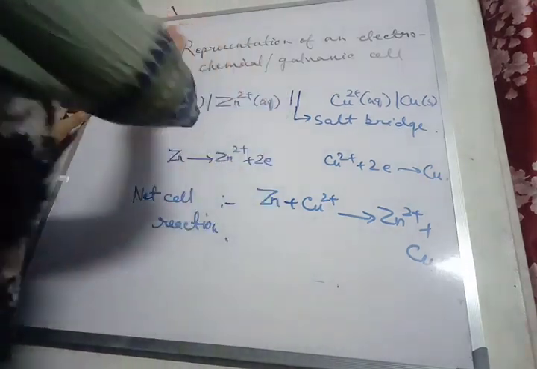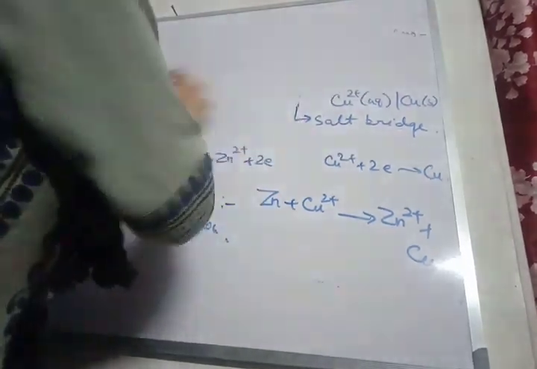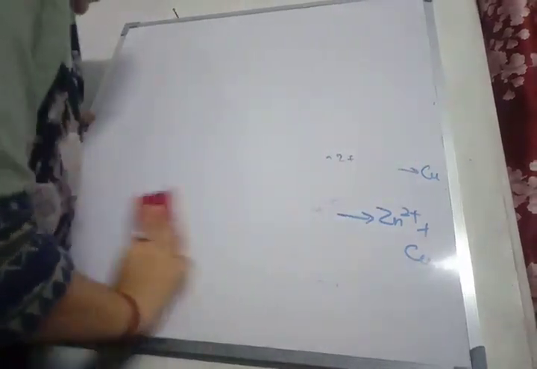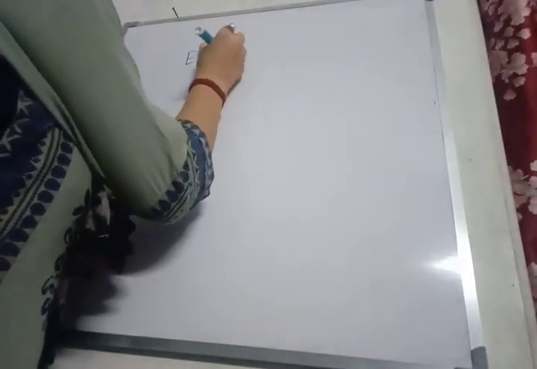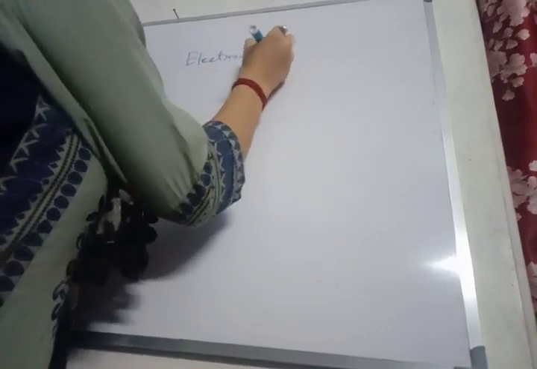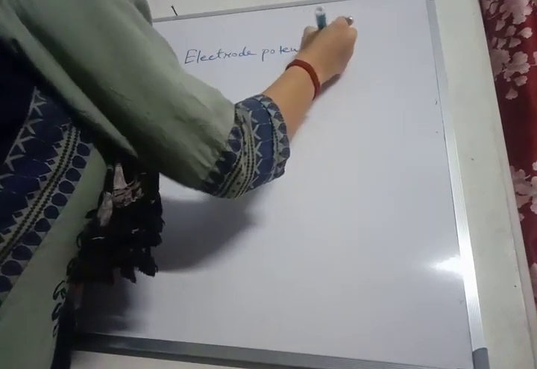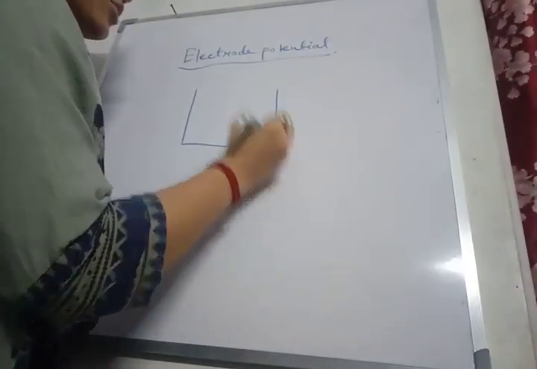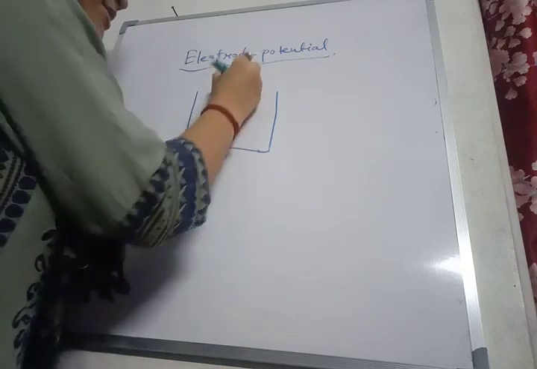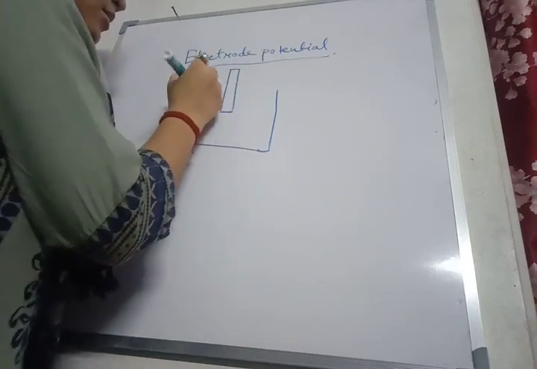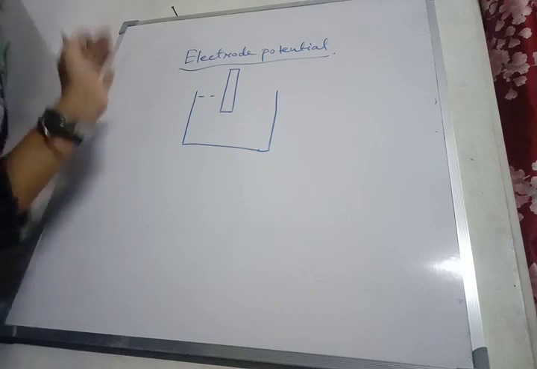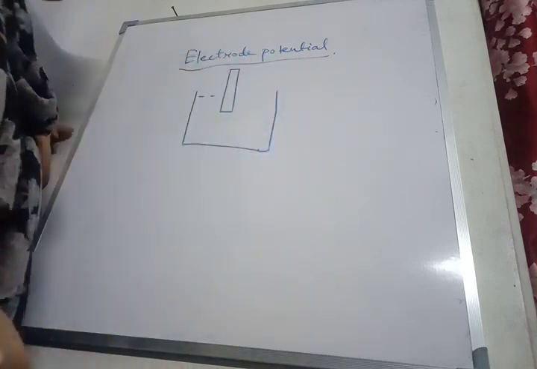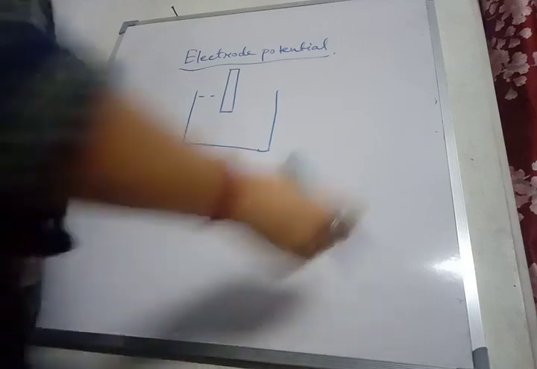Next one, we have electrode potential. What is this electrode potential? Now, when a metal rod is in contact with a solution of its own ions, then there are two processes that occur.